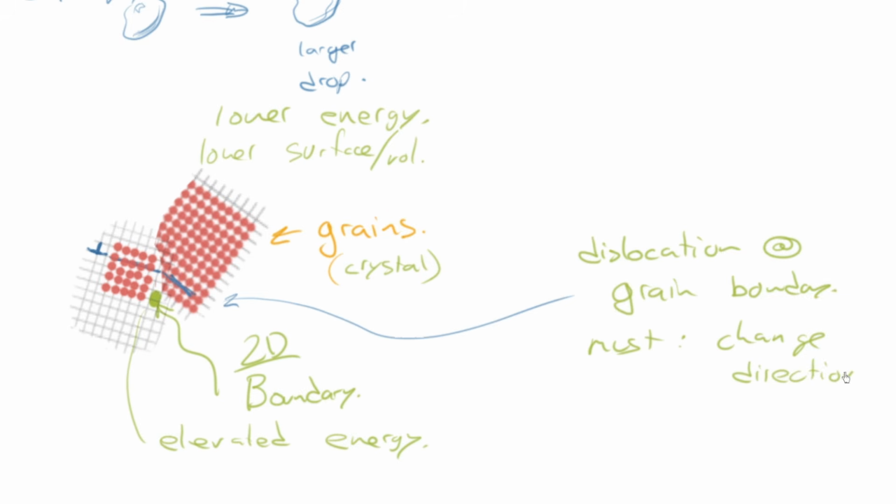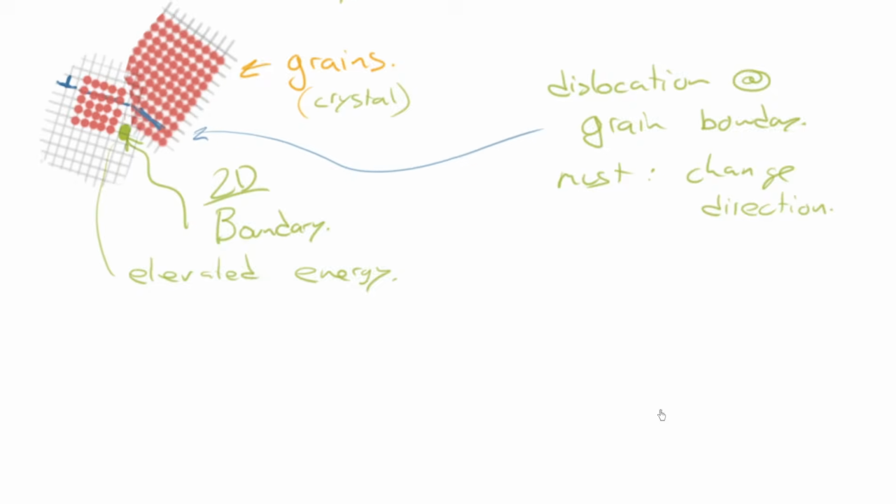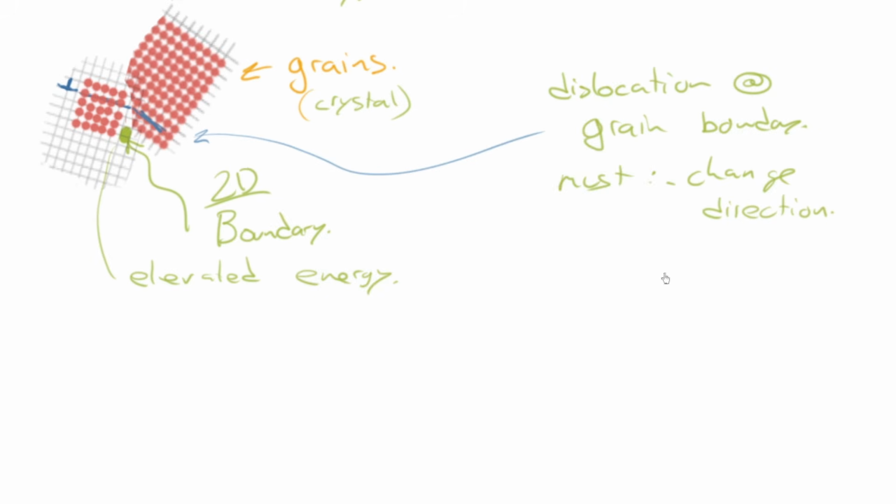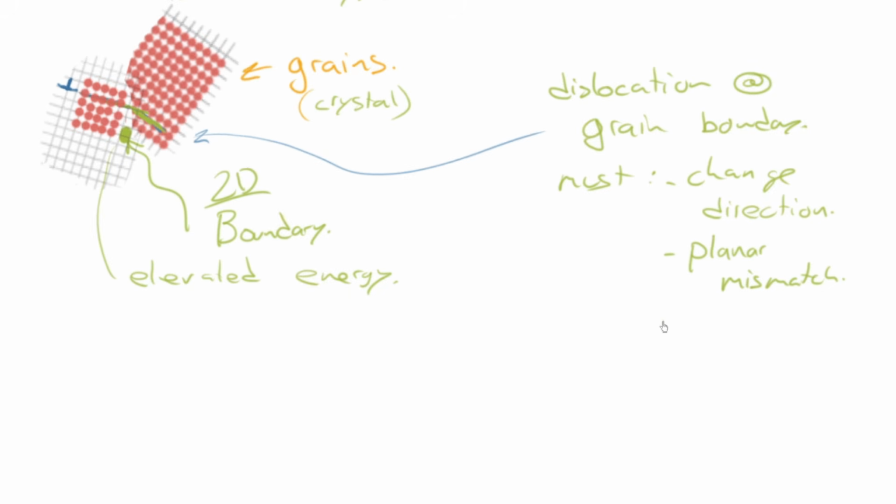Okay, change direction. Give myself a little bit more space here. It's going to change direction. It's going to have to navigate a planar mismatch. That is that this particular plane that the atoms are sliding on might not match up exactly with this one. So they'll make a little step like this. One's coming here like this, and then it doesn't quite match up here. It's got to make a little step. So that takes a bit of additional energy.